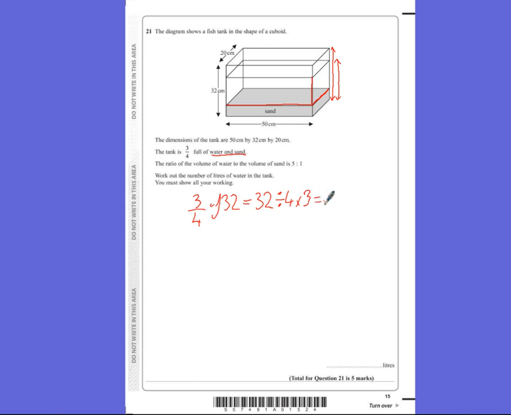So 32 divided by 4 times by 3. 32 divided by 4 is 8. Times by 3 is 24 centimetres. So this distance here is 24 centimetres. Now I actually only want the depth of water, which is up to here.